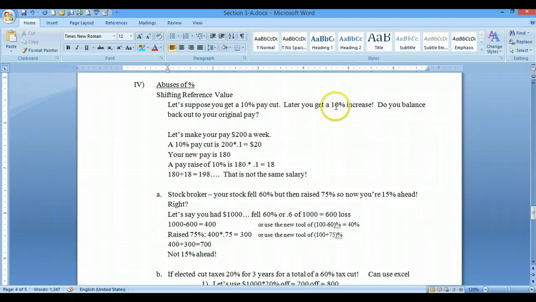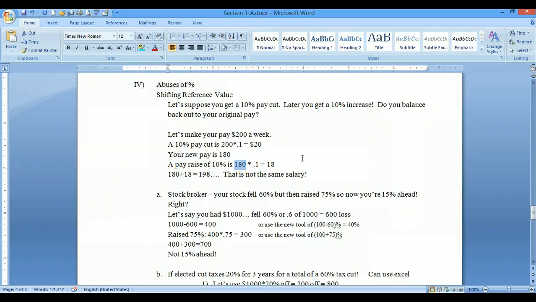And now you get a 10% pay increase. So a pay increase of 10% of your new pay, 180. 180 times 0.1 is $18. 180 plus your new raise of $18 is 198. That's not the same as your $200 that was your original pay. So no, we don't balance out because the reference value changed. It started out at $200, but when we subtracted the 20, the reference value was only $180. Let's go on to our next example.